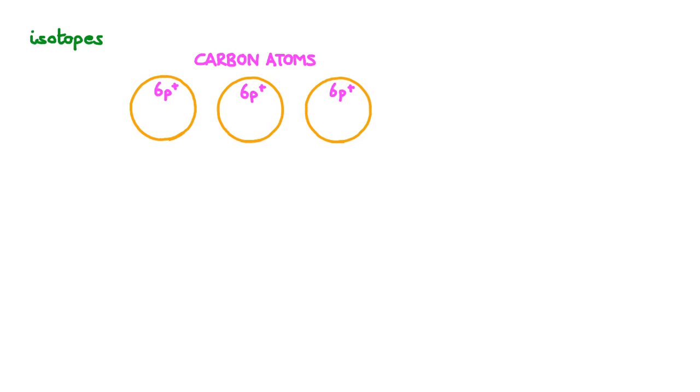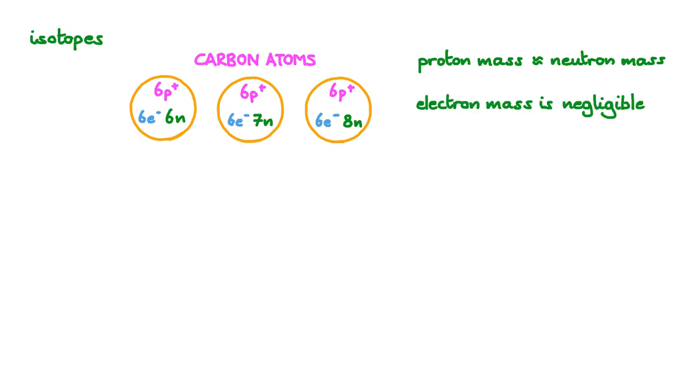Let's imagine 3 different atoms of carbon, all with 6 protons in their nuclei. Since atoms are neutral and protons and electrons have equal and opposite charge, each atom must have 6 electrons as well. But in the first atom we have 6 neutrons, in the second atom we have 7, and in the third atom there are 8. The mass of a proton and the mass of a neutron are about the same, but the mass of an electron is negligible compared to a proton or neutron. So, comparing to a proton or neutron, the mass of our atoms is about 12, 13 or 14.